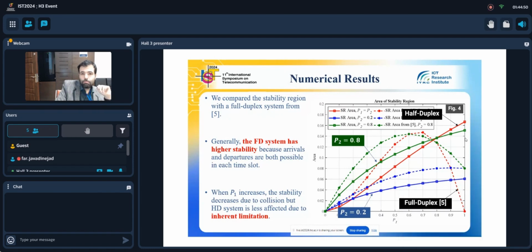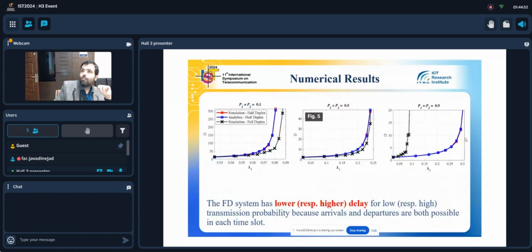Finally, we have the delay figures in here. So again, we can see that the simulation and analytics for our half duplex system match, and it's really exact. These figures are on top of each other. So we can see that our delay value is exact. Again, this is what we were looking for at the beginning.